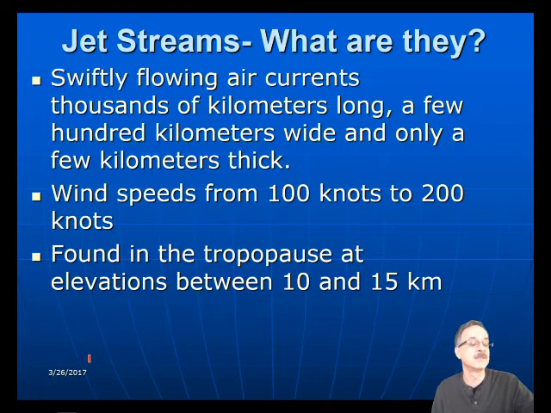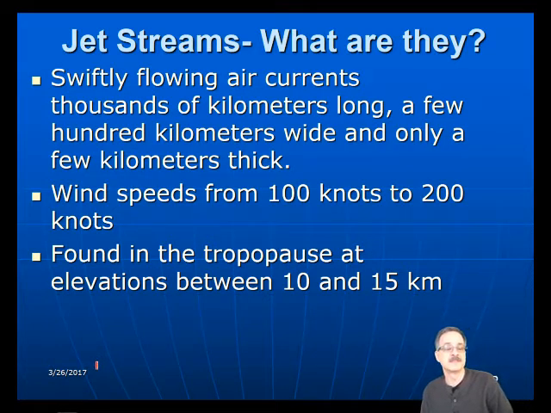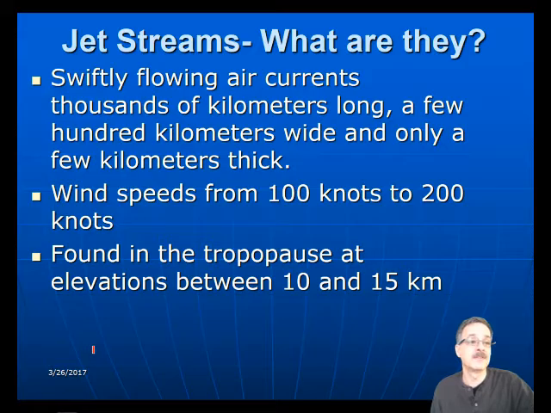All right, so let's talk about jet streams. What are they? Well, they're swiftly flowing air currents, thousands of kilometers long, a few hundred kilometers wide, and only a few kilometers thick. The wind speeds can be anywhere from 100 knots to 250 knots. And what is a knot? Well, basically 1 knot is equal to 1 arc second of the Earth's radius per second.